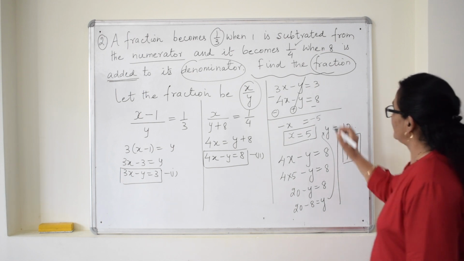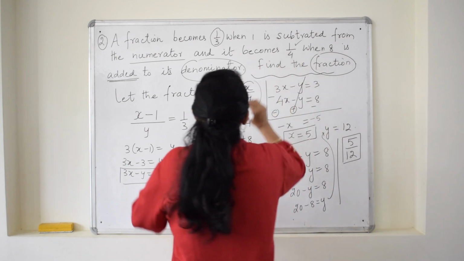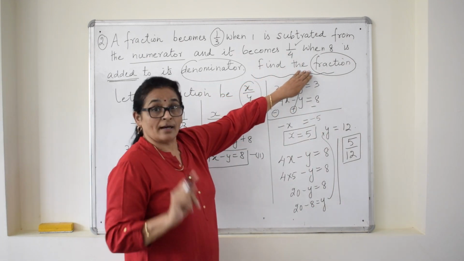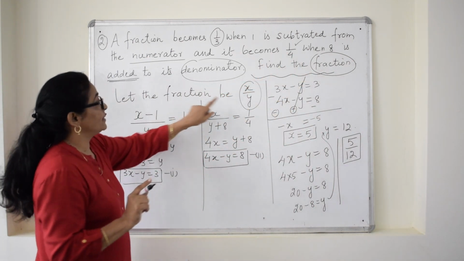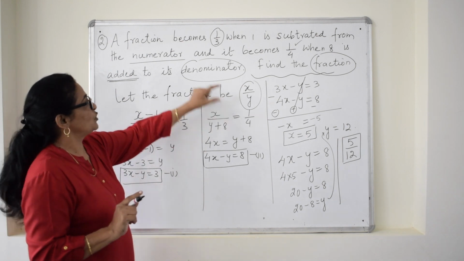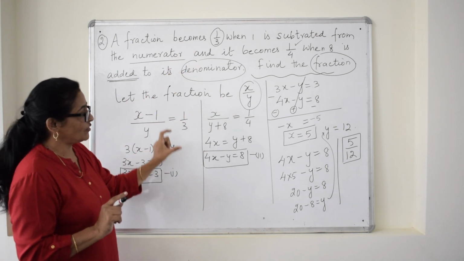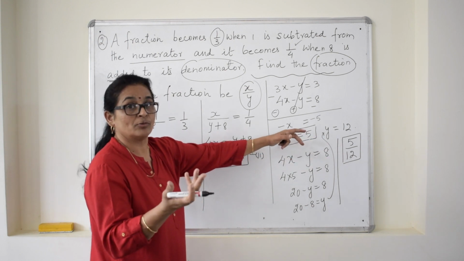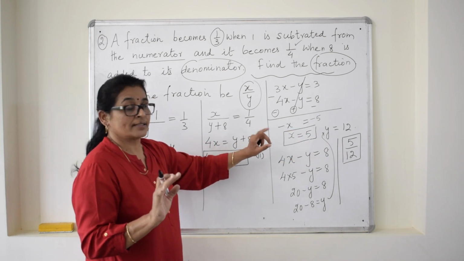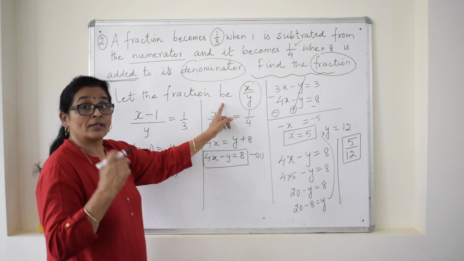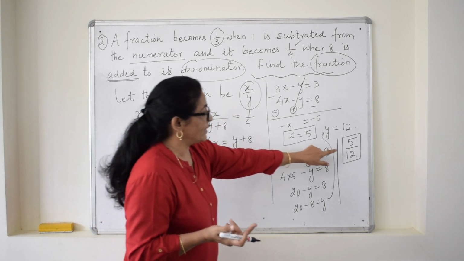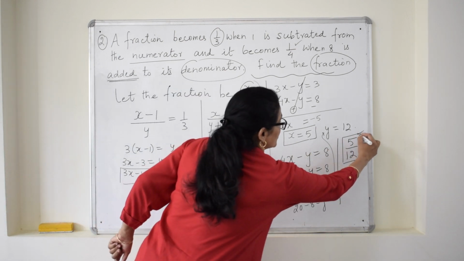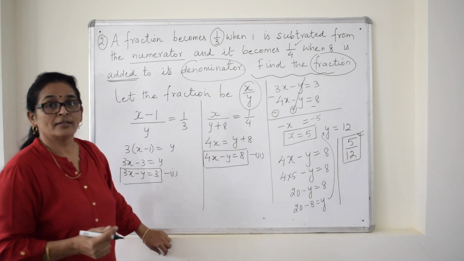So what we have seen, everything is based on, first of all, what is asked. So that should be the assumption. After the assumption, apply the conditions. After applying the conditions, once you have got the value of x and y or whatever variables you have taken, that is not the end. You have to go back to the assumption what it was. So at last you will write, therefore the fraction is 5 by 12.